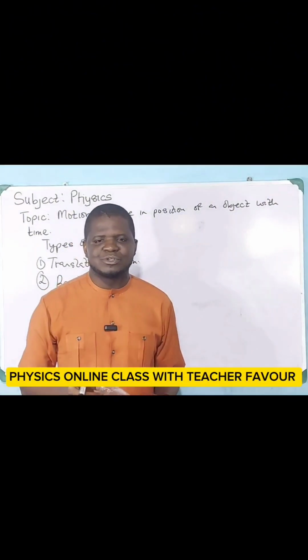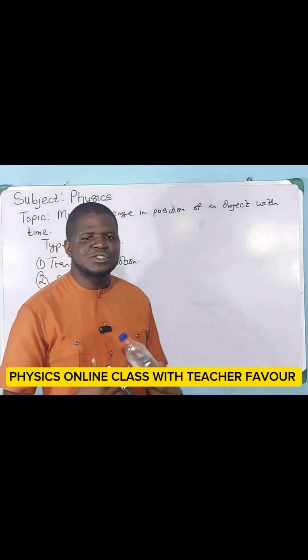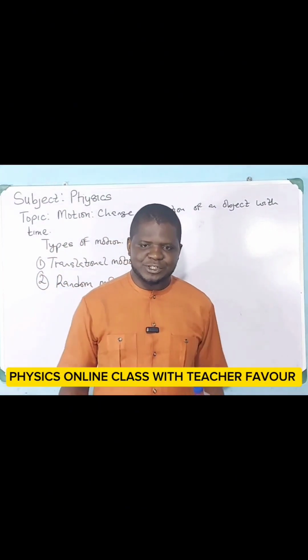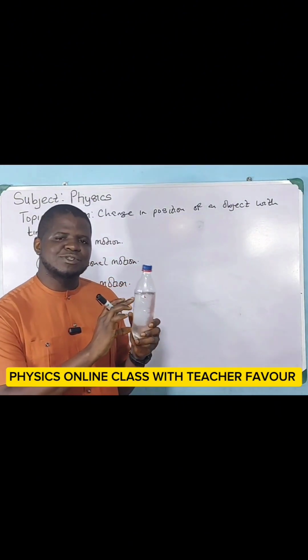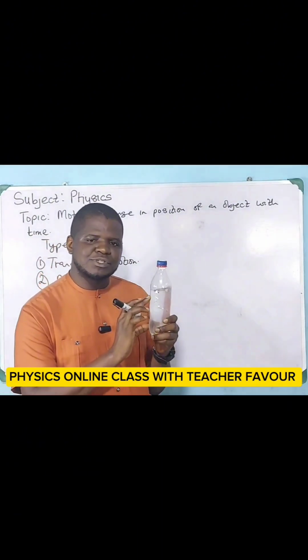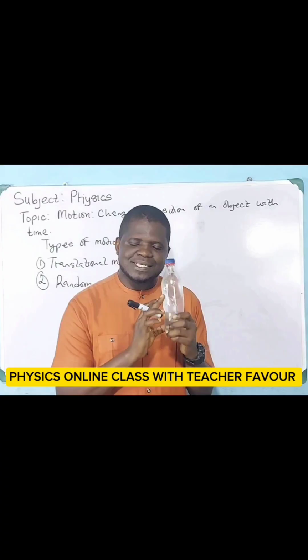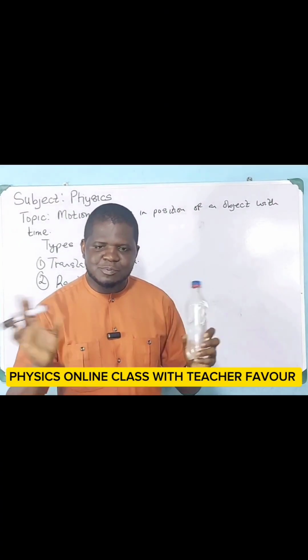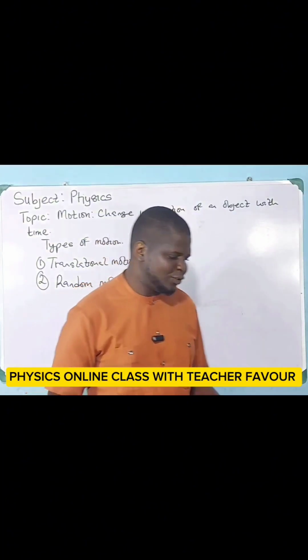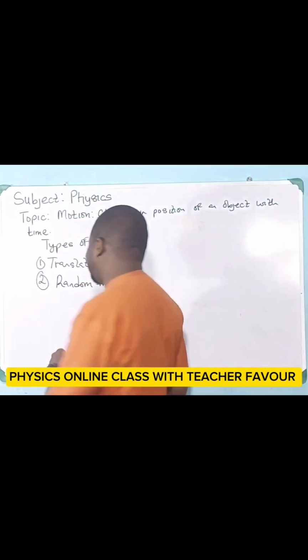Then what is random motion? The movement of an object with no specific direction. An example of a random motion is the particles in air, particles in water. These are the examples of what? Random motion. They have no specific direction. Good. Number 3.